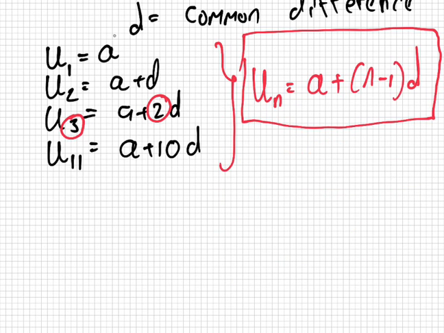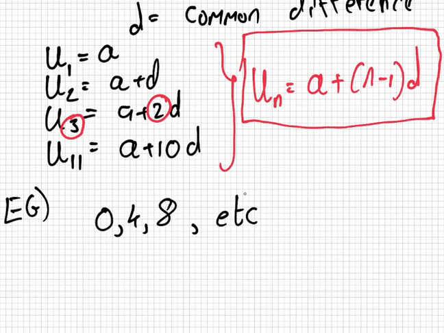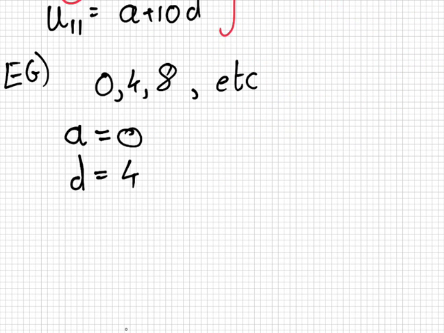Now, first example. For this sequence, this is like 1a, 0, 4, 8, etc. I just want you to tell me what the first term is and the common difference. So you can see clearly the first term is 0. It starts at 0. And what is the difference? 4. So just to get started, that's all you need to do for question 1.